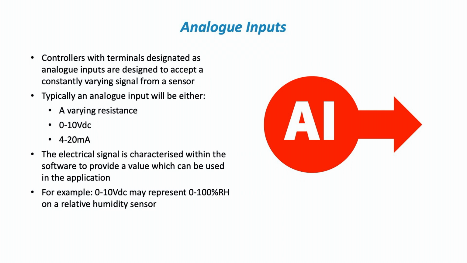4 to 20 milliamp offers a couple of advantages over 0 to 10 volt DC. You can often run 4 to 20 milliamps using 2 wires. Again, I won't go into the details of that, but it also has inherent error checking in it as well. If your current dips below 4 milliamps, then you know you've likely got a problem with your sensor. It's also not susceptible to voltage drop in the same way as 0 to 10 volts DC. But these three methods are very typical ways of getting our analog values into our controllers.